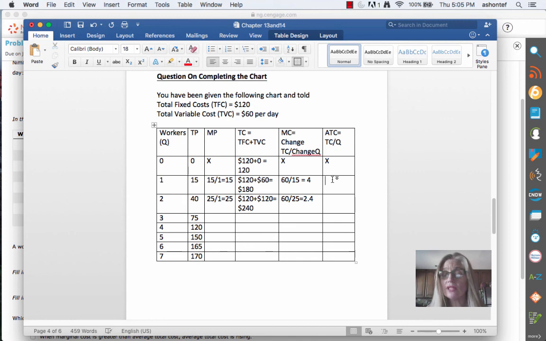And then for average, we would just take our total cost, so in this case it would be 180, and we would divide it, again, the Q for costs, we'd be using output, and divide it by 15. And you would keep on going down the line.